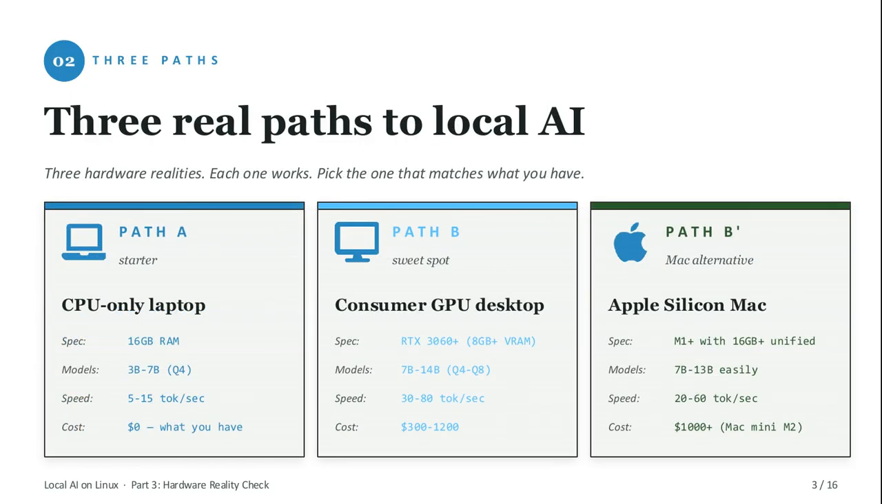With those 3 numbers in mind, your hardware basically falls into one of 3 buckets. Path A is the laptop you already own. 16 gigs of RAM, no GPU, and you'll get a usable 5 to 15 tokens per second on small quantized models. Path B is the sweet spot, a used RTX 3060 or better somewhere between $300 and $1,200, and suddenly you're running 7 to 14B models at 30 to 80 tokens per second. Path B prime is the Apple Silicon route, pricier up front, but that unified memory punches well above its weight. Pick the one that matches reality, not the one that matches your ambition.